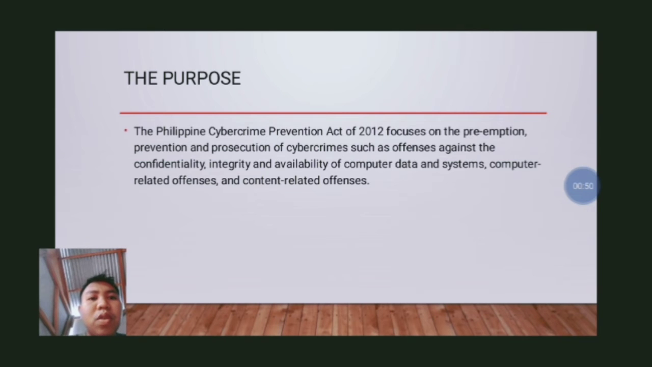The purpose of the Cybercrime Prevention Act: the Philippine Cybercrime Prevention Act of 2012 focuses on the prevention, investigation, and prosecution of cybercrimes, such as offenses against the confidentiality, integrity, and availability of computer data and systems, computer-related offenses, and content-related offenses.